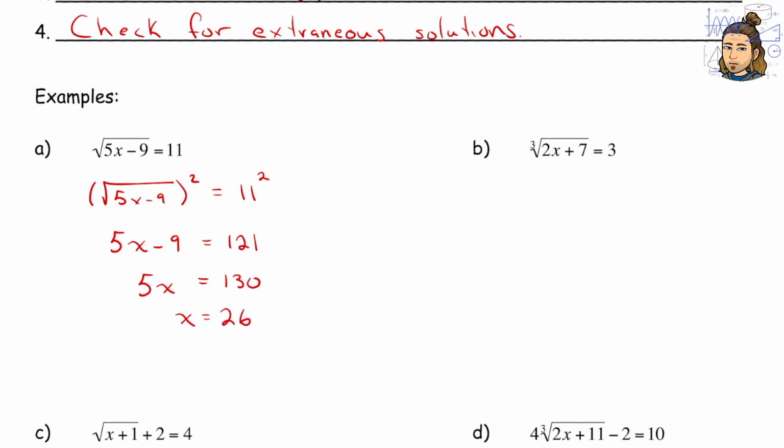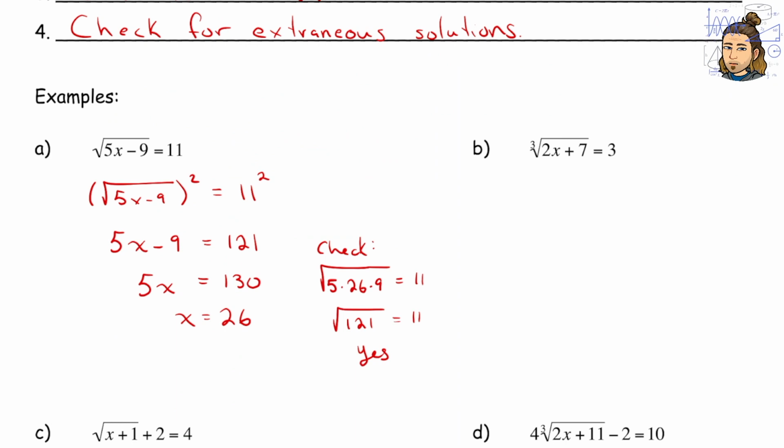So now we have our solution that x equals 26, but we still need to check to make sure that we don't have any extraneous solutions. So we'll go ahead and check. So yes, the square root of 121 is 11, and we have not created any solutions that would not be viable in the original equation. All right, let's continue on, do a few more examples here.